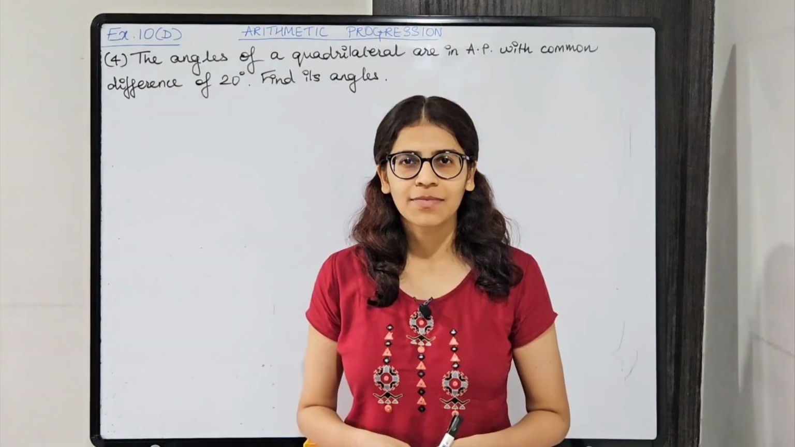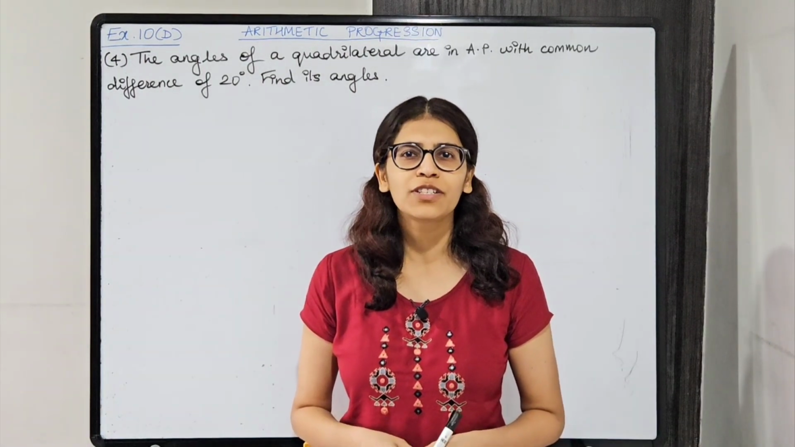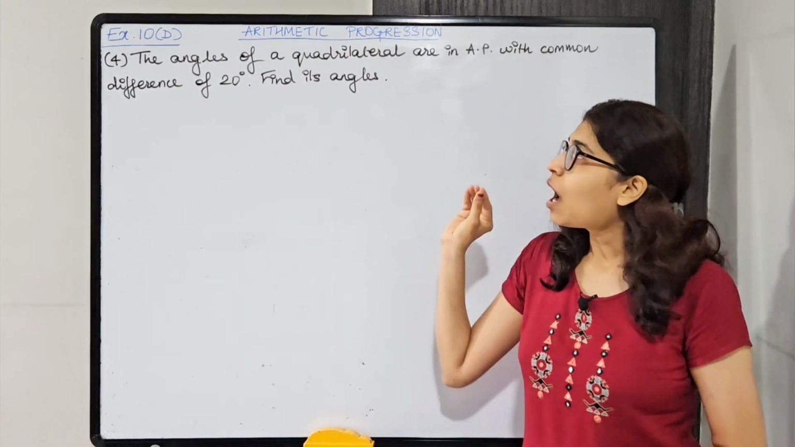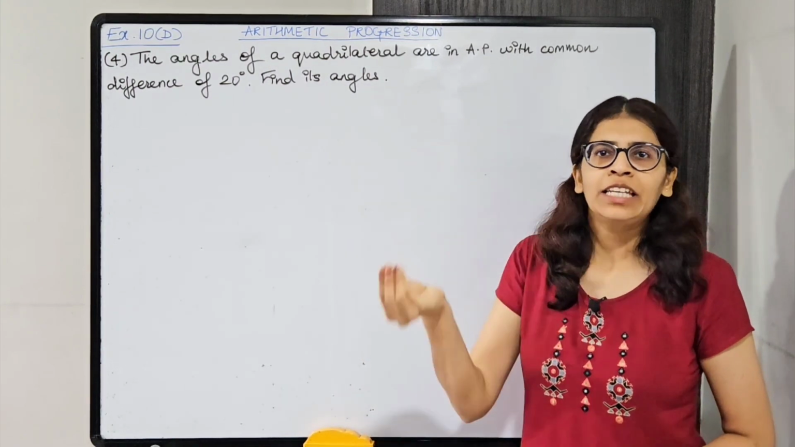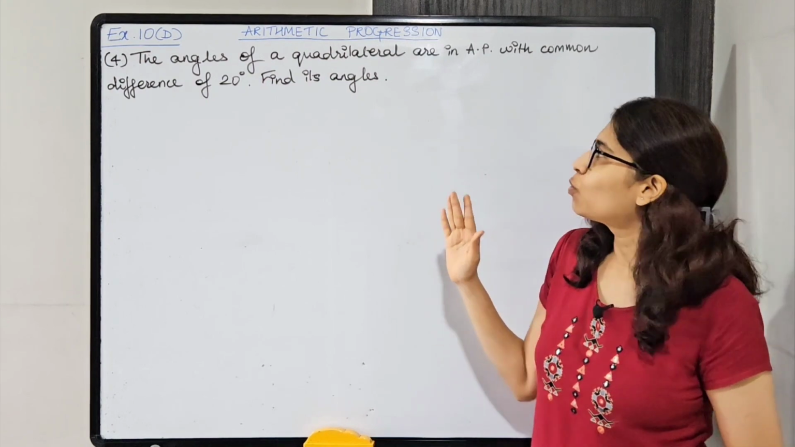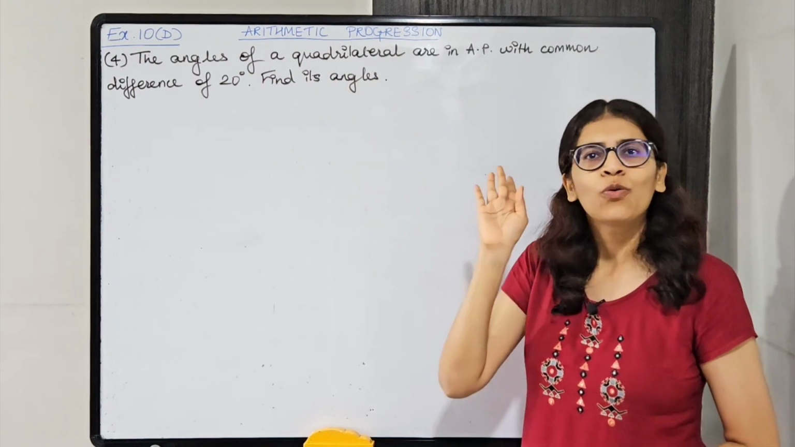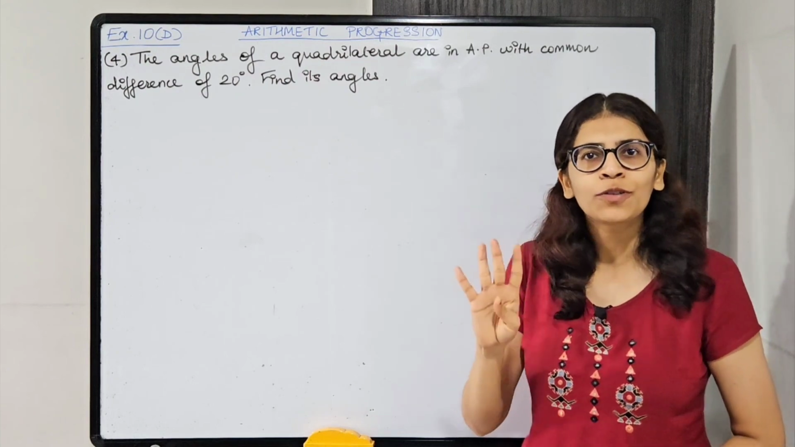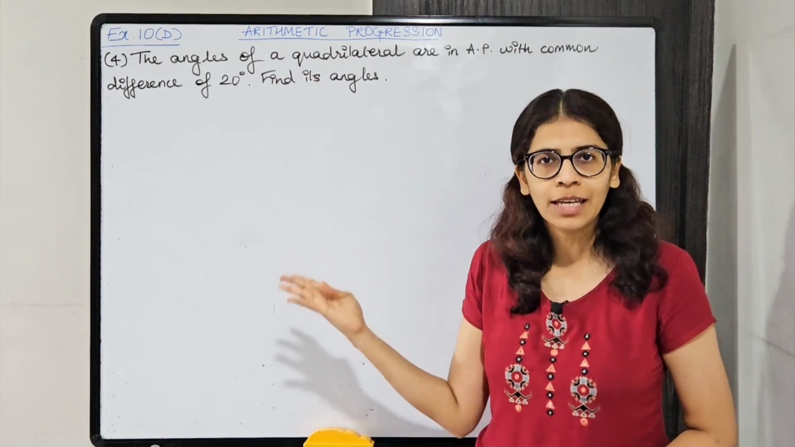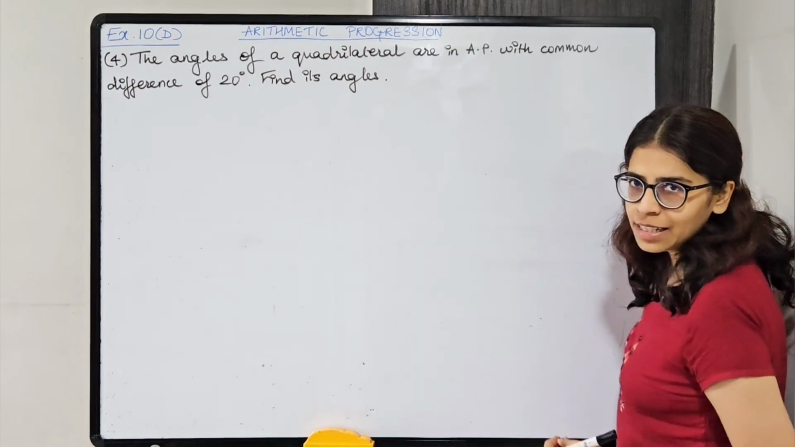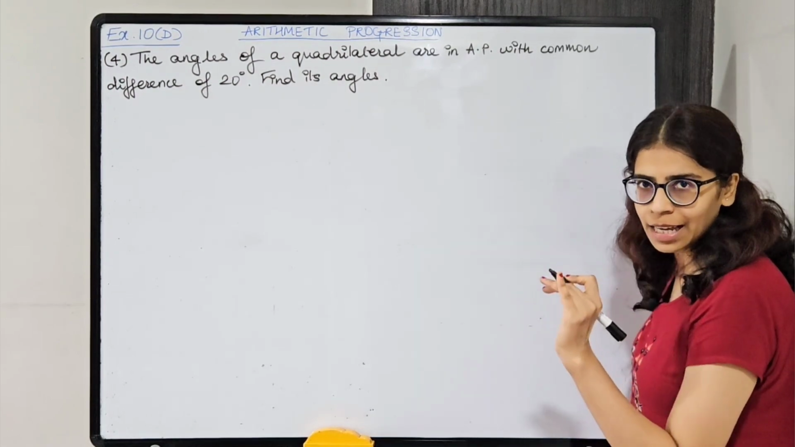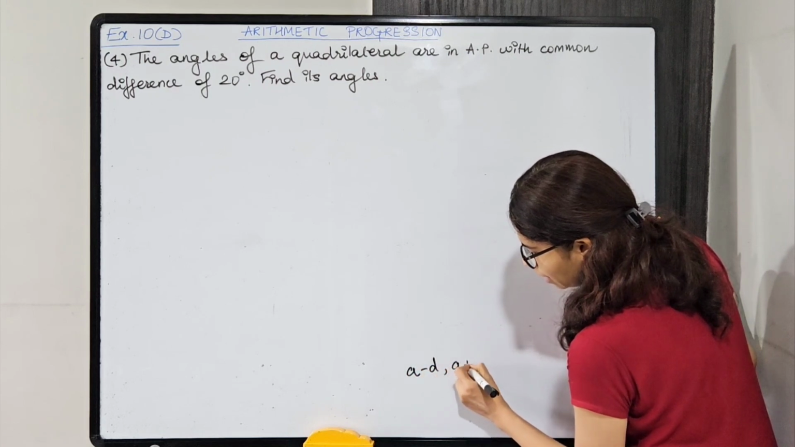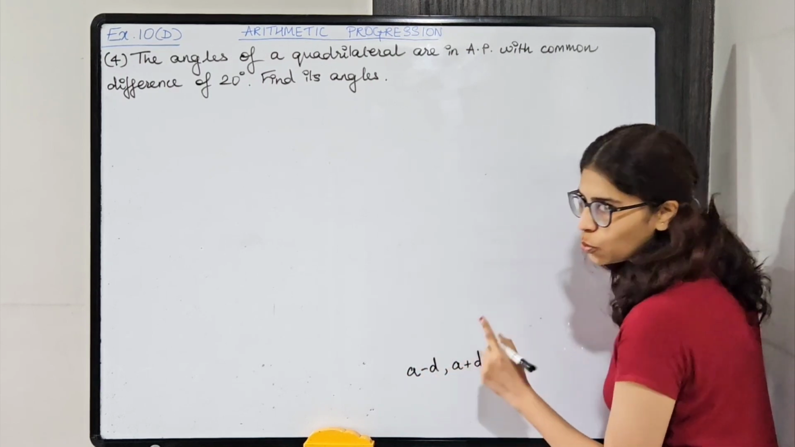Now we'll move on to the next method. Another way of solving this question is using the odd even method. Check the question. How many terms are there? Check first whether it is odd or even. Your quadrilateral is given, so 4 terms are there, an even number of terms. For an even number of terms, how will we consider the AP? For even, you don't consider A, you will consider A minus D and A plus D. These two terms will be in the middle.